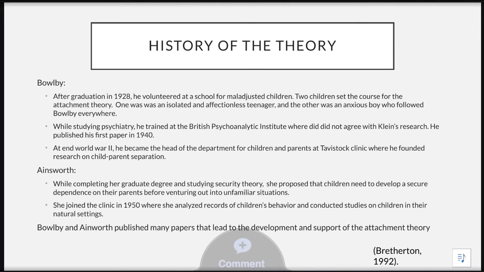After graduation from University of Cambridge in 1928, Bowlby volunteered at a school for maladjusted children. Two children sparked his interest and set the course for the attachment theory development. One of the children was an isolated and affectionless teenager, and the other was an anxious boy who followed Bowlby everywhere, earning himself a reputation as Bowlby's shadow.